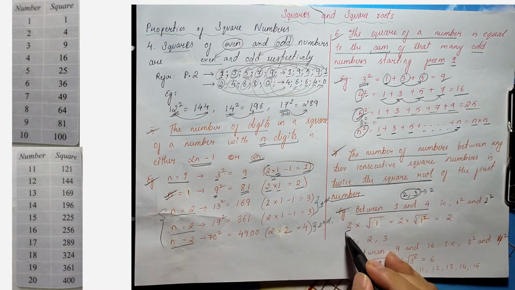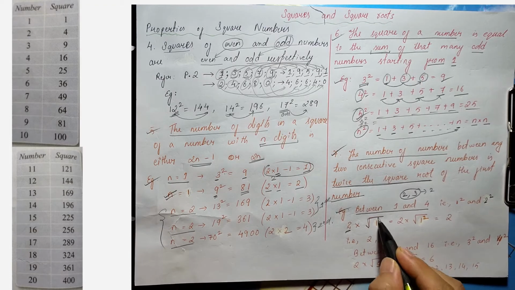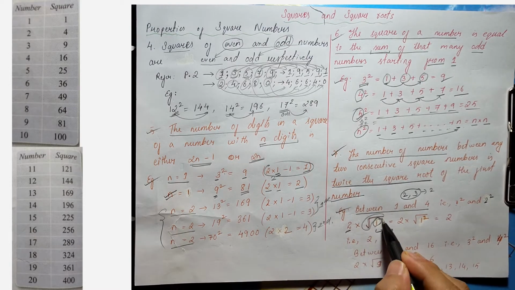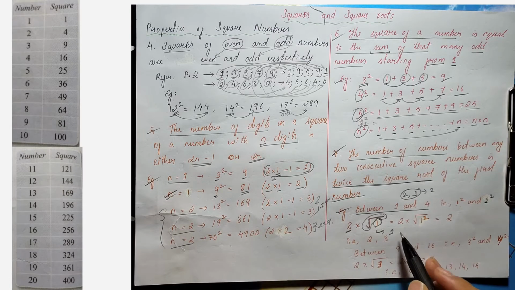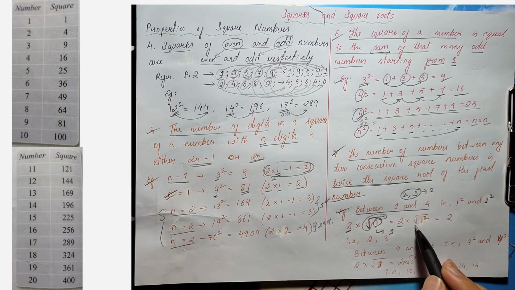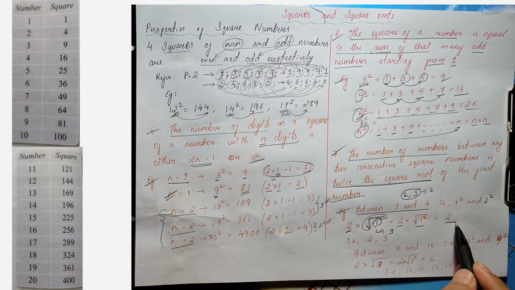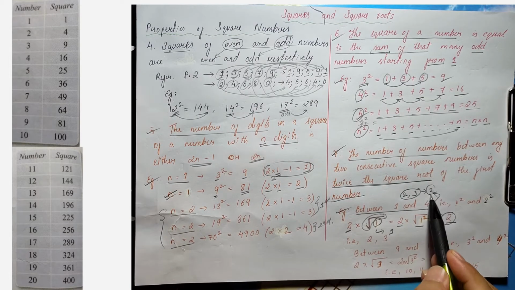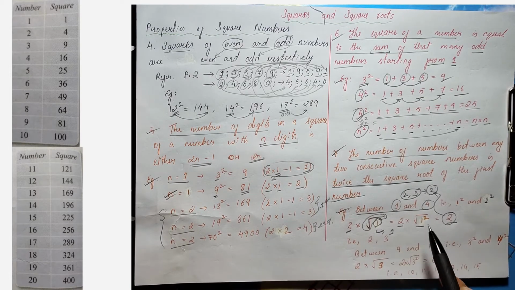Okay, so twice the square root of the first number. Now the first number is 1, so that means the square root of 1. Now the square root of 1 is 1. We will be discussing square roots in the upcoming videos. So for now, just remember that the square root of 1 is 1. So 2 into 1 is 2, which actually matches the number of numbers between 1 and 4.